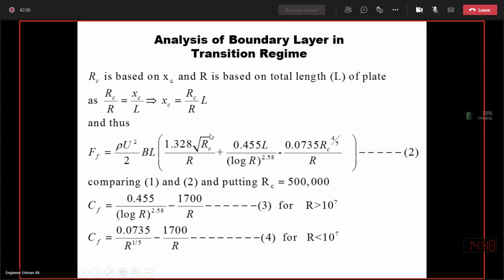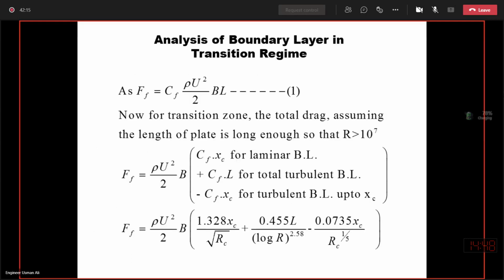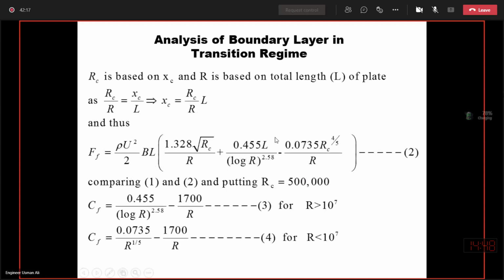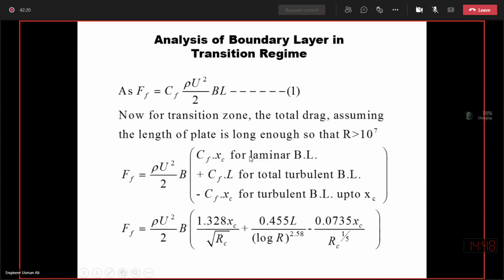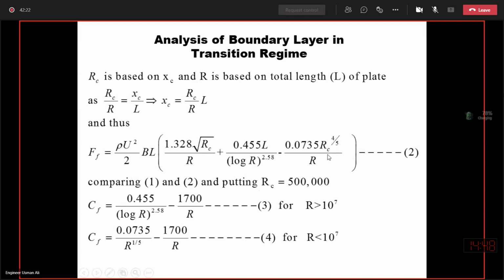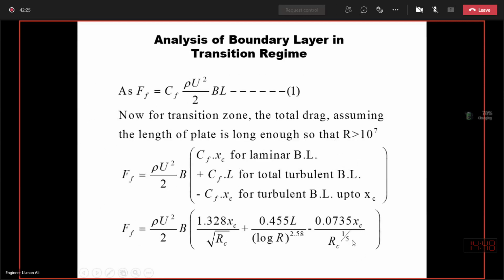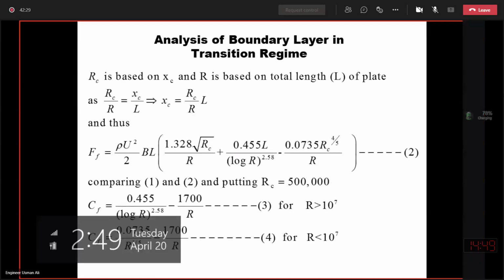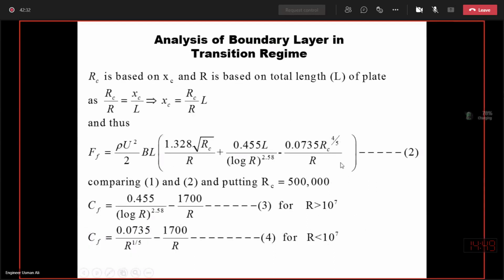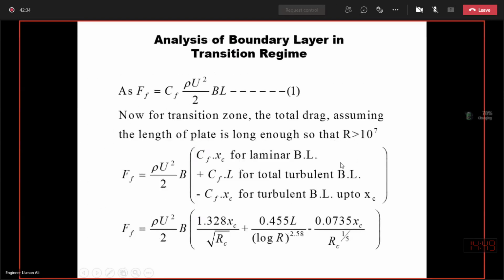So it will be 1.328 under root Rc over R, and L will be taken common in this case, and this will remain the same, and the third term will also involve xc, so that will be Rc over R into L. So that comes to be Rc power 4 by 5 over R. Again, you have to do it at your places to understand how this simplification has been done.